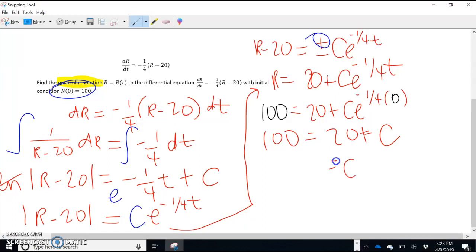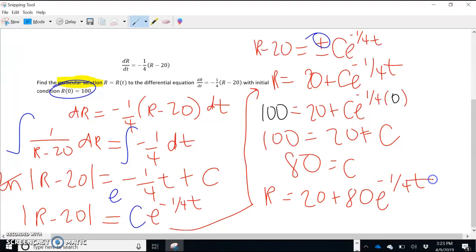So I'm asking myself, what does c have to be? And the only possibility is 80. So my particular solution is r equals 20 plus 80 e to the negative 1/4 t. Successful particular solution, and I'm done.